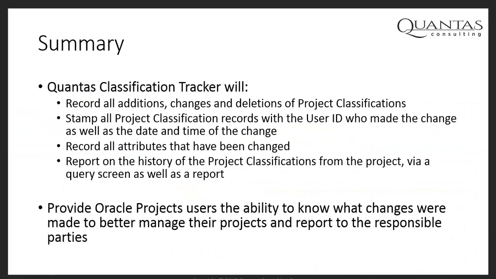So in summary, the Qantas classification tracker will record all additions, changes, deletions of project classifications. It'll stamp those changes with the user ID who made the change, as well as the date and time. It'll record all the attributes that have been changed, and we're able to report on the history of the changes through the query screen, the online query screen, as well as the report.